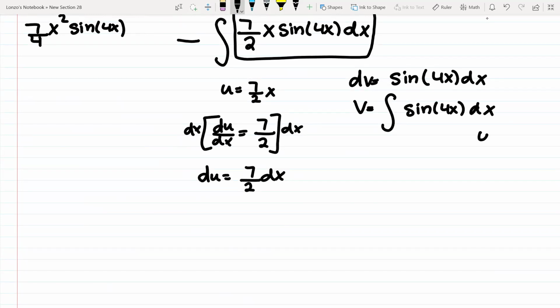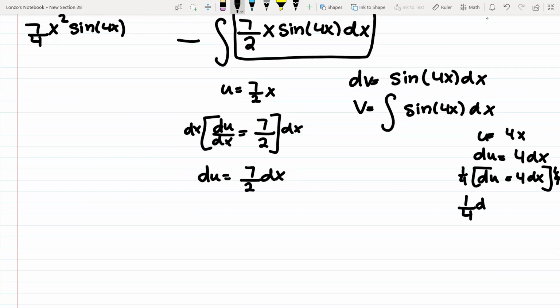You've got to do u substitution. So my u would be 4x, my du would be 4 dx. And as you can see, I have to get rid of this 4 because I don't see a 4 here. The only way I'm going to get rid of this 4 is to multiply both sides by 1/4. That's 1/4 du, and then 1/4 times 4, that's dx.